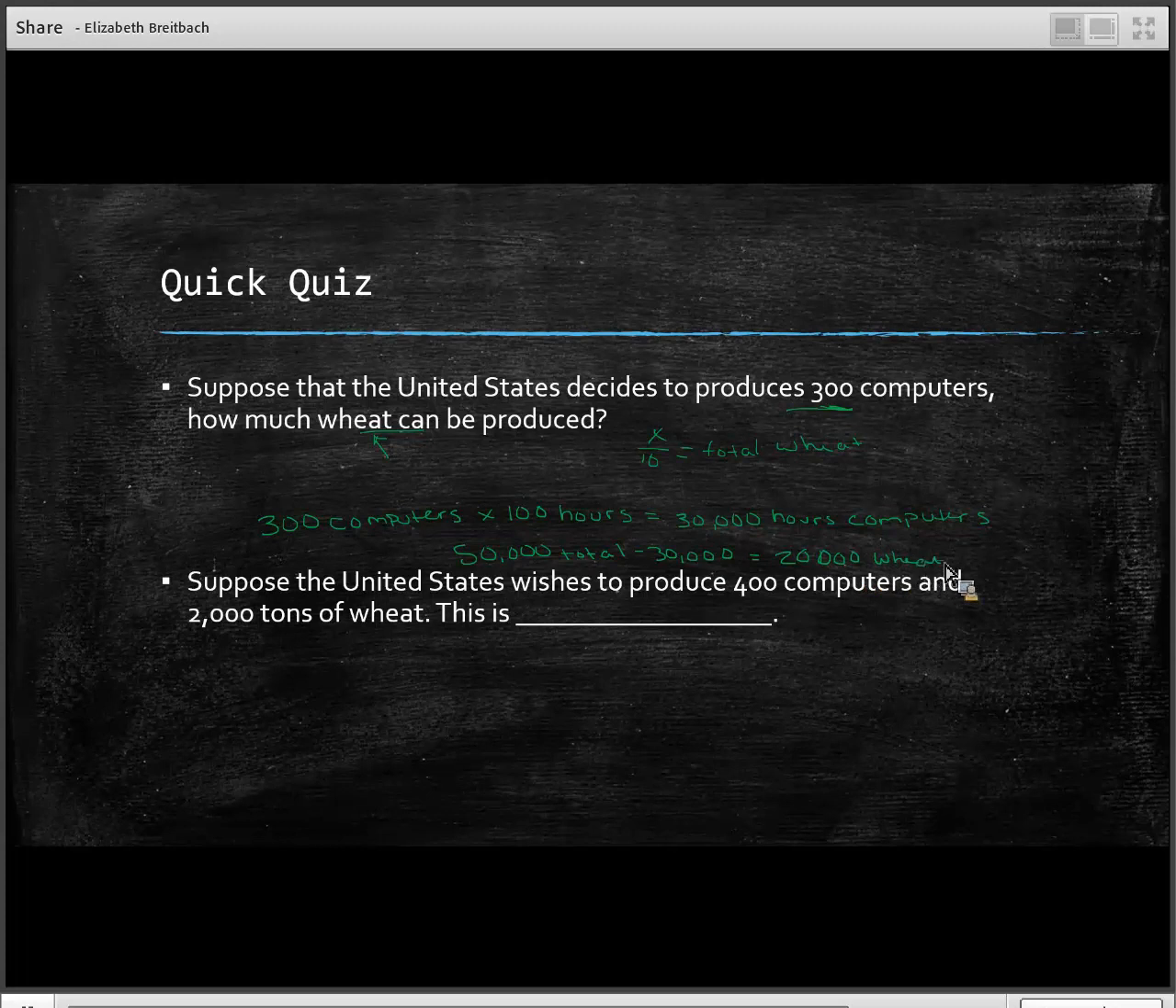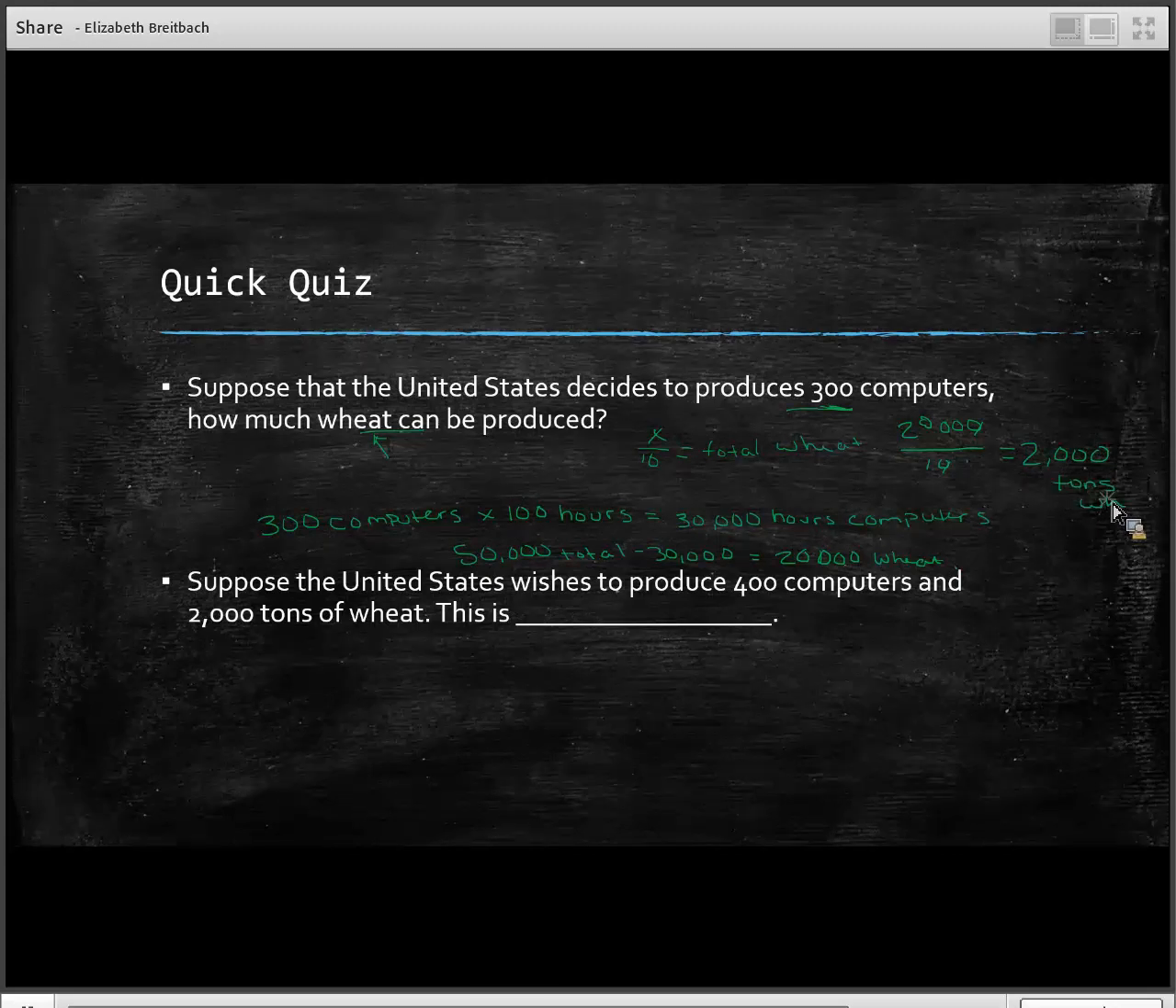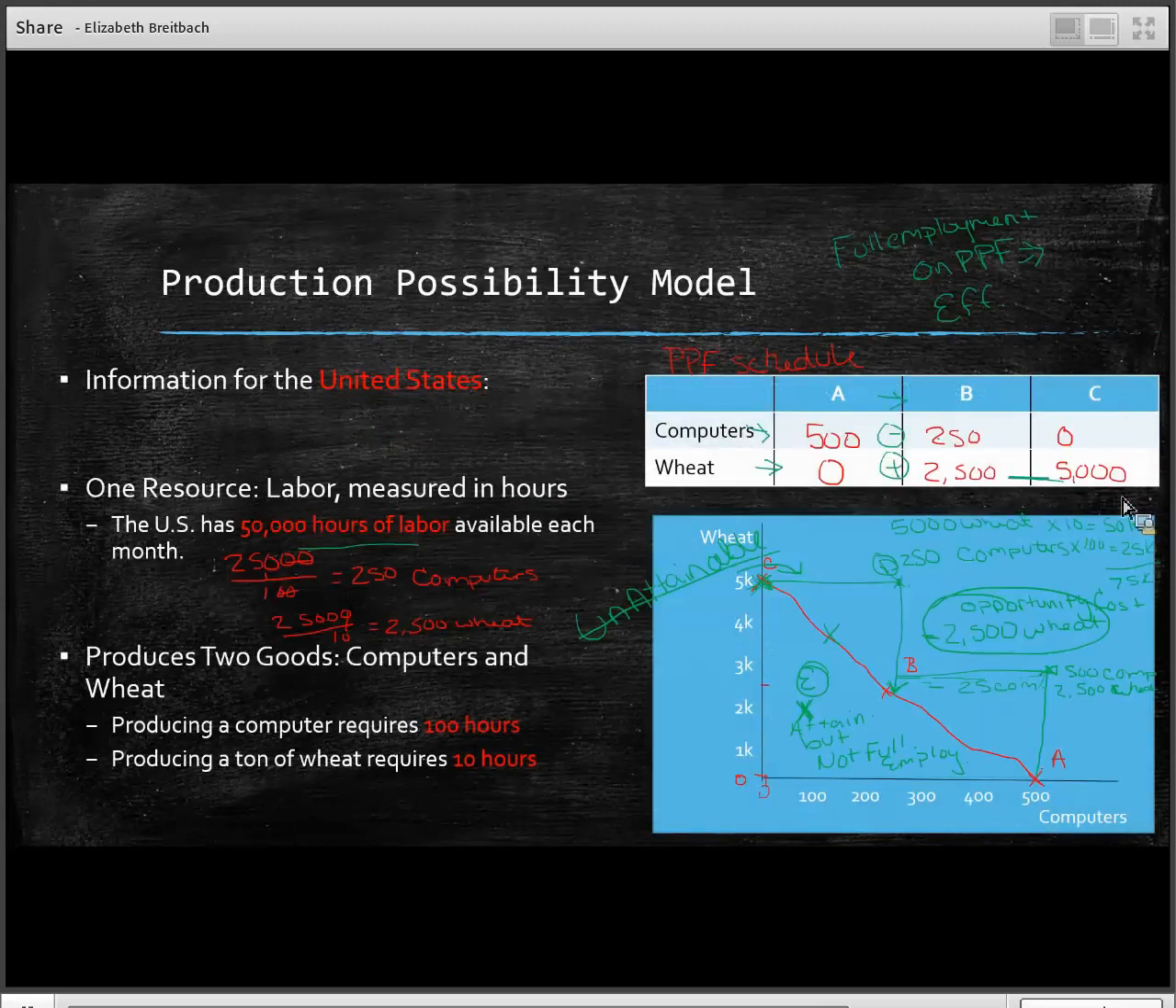And so that's what we're then going to stick in. We have 20,000 hours available for us to produce wheat. It takes 10 hours to produce 1 ton of wheat, and so that leaves us with 2,000 tons of wheat. Another point that we could go back and look at on our production possibility frontier would be the point at which we'd have 2,000 tons of wheat and 300 computers. So that would fall about right there.